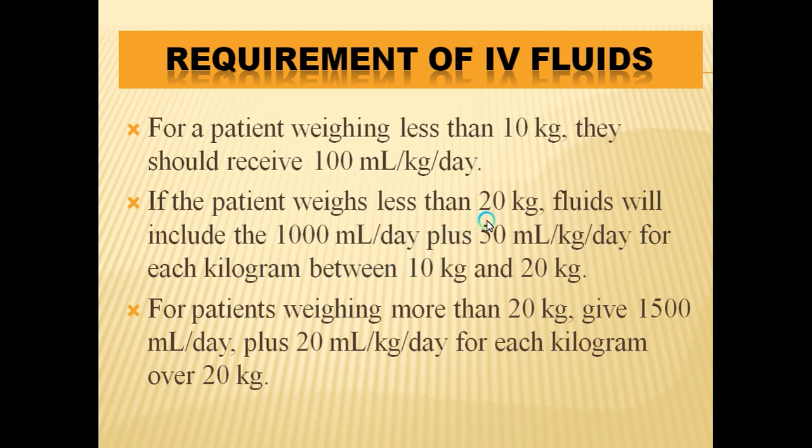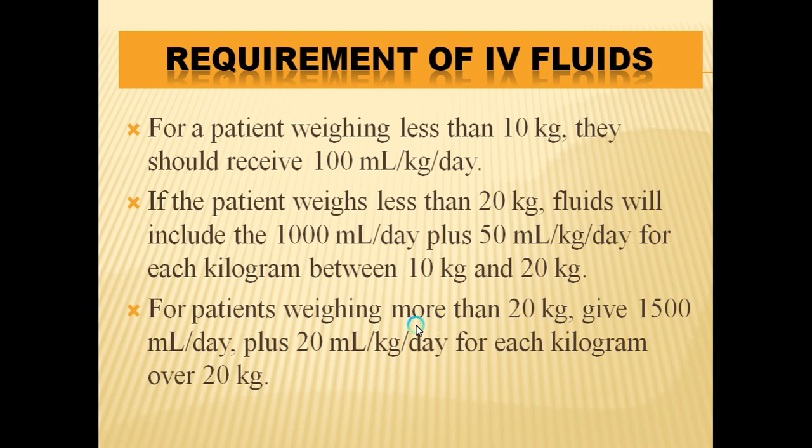For example, the child's weight is 12 kg. So what is the difference? 10 plus 2 is 12 kg. So if the weight is 12 kg, we need to give 1000 ml plus 50 into 2. Why 2? Because 10 plus 2 is 12 kg. So 50 into 2 is 100. A child weighing 12 kg will get 1100 ml per day. This is how you calculate for children who are more than 10 but less than 20 kg.